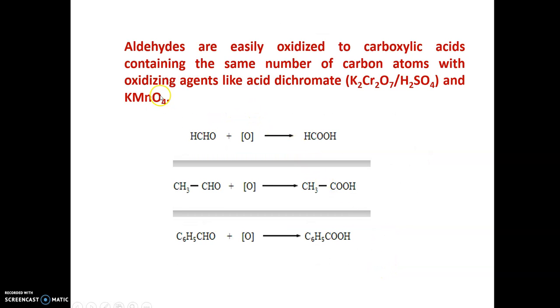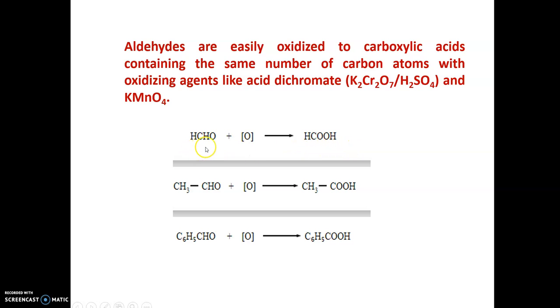A very important note in the case of aldehydes is that, as I said, they are easily oxidized to carboxylic acids. The important thing to remember is that the carboxylic acids produced during the oxidation of an aldehyde contain the same number of carbon atoms, and the oxidizing agent can be anything, a dichromate in acidic condition or acidified KMnO4. If I have one carbon atom in my aldehyde, upon oxidation I get a carboxylic acid with the same number of carbon atoms.